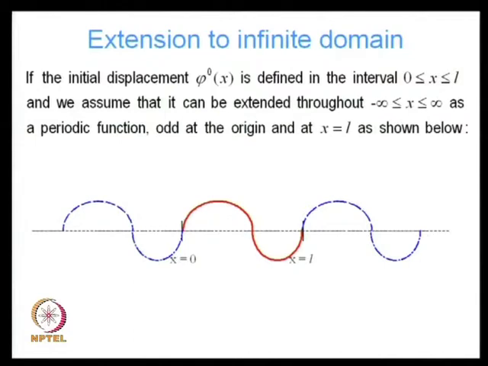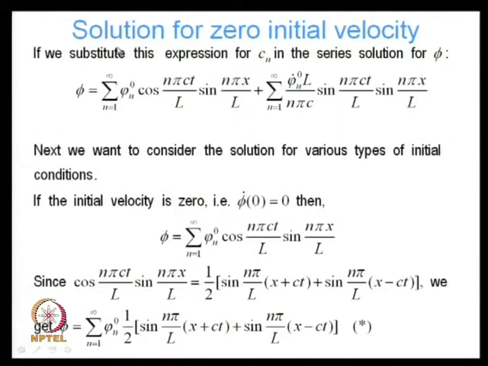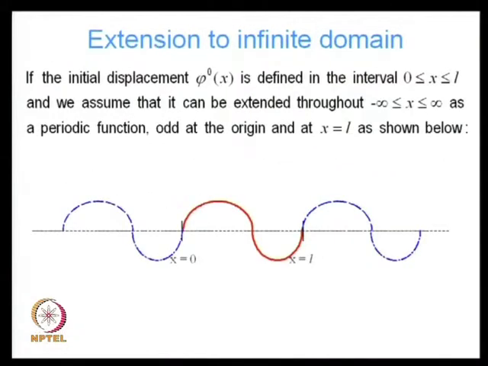So right now we have only initial conditions on phi 0. There is no initial velocity; the initial velocity is identically 0. Since my domain of interest is from 0 to L, suppose I define my initial displacement phi 0 of x in the interval 0 to L, and if we assume, now this is a big if, because my domain of interest is from 0 to L, I am going to give initial conditions only in that region.